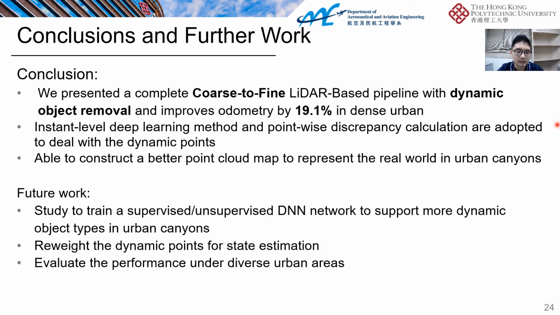In terms of future work, currently we use manual labeling. We also want to train a supervised or unsupervised neural network to support more dynamic object types in urban areas. We also figured out that if we just exclude the dynamic objects, there will be some artifacts. So we will weigh the dynamic points for state estimation to make it more stable. We would also like to evaluate the performance under diverse urban areas.